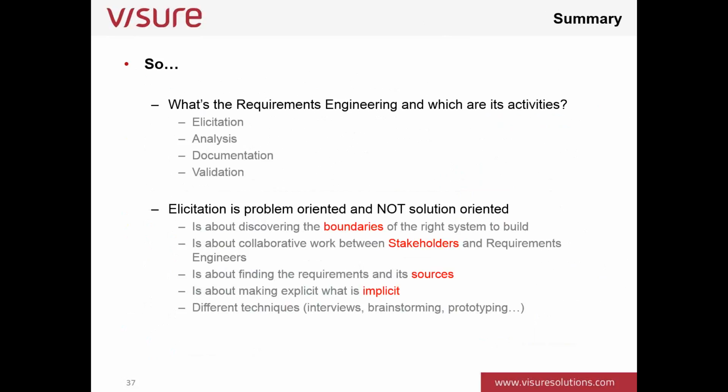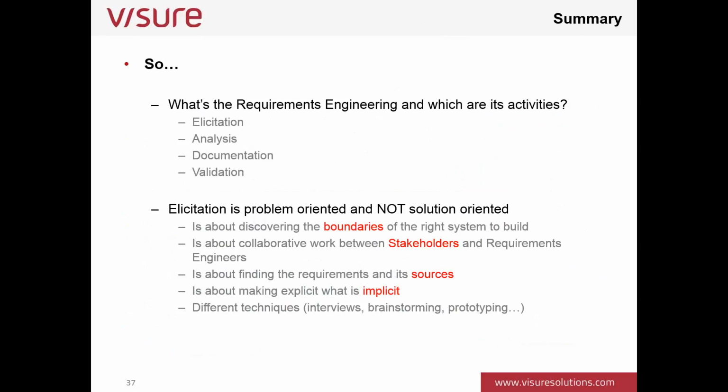And we have also discovered that the elicitation is problem-oriented and not solution-oriented. This is super important. We are gathering the needs, we are gathering what the user needs. Okay, and after that we can propose a solution. But don't force the solution too early. Okay. The elicitation is about discovering the boundaries of the right system to build.